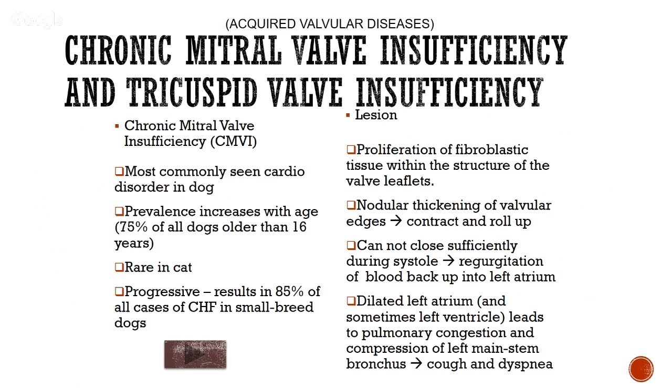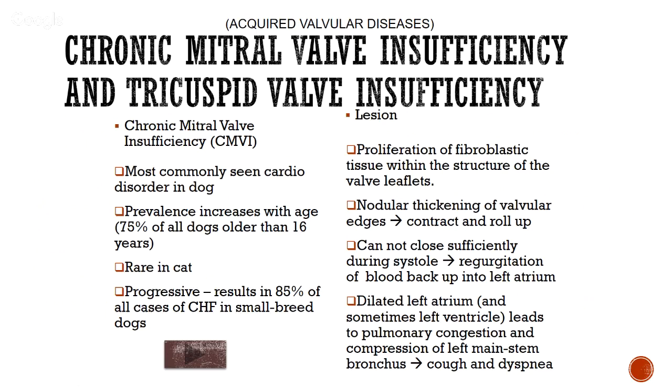What do we see? We see proliferation of fibroblastic tissue within the structure of the valve leaflets. Let's look at that word fibroblastic. It means scar tissue, basically. So we have an infection that causes this nodular thickening of the valvular edges. They contract, they roll up because the infection causes tissue damage, and then we get scar tissue in there, and it just contracts up that valve, and it makes that valve, which should close like a nice even door, close with the edges together. They can't close sufficiently during systole, so then we get regurgitation backing up into the left atrium. Then we get a dilated left atrium.